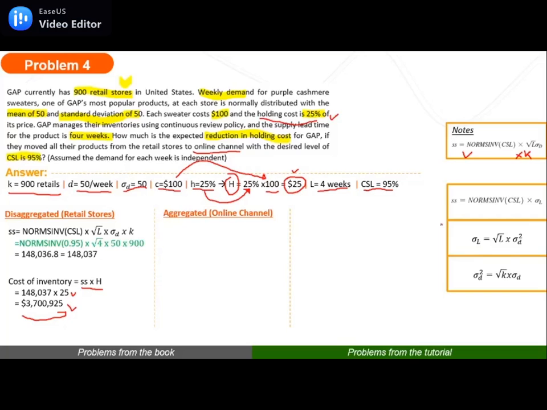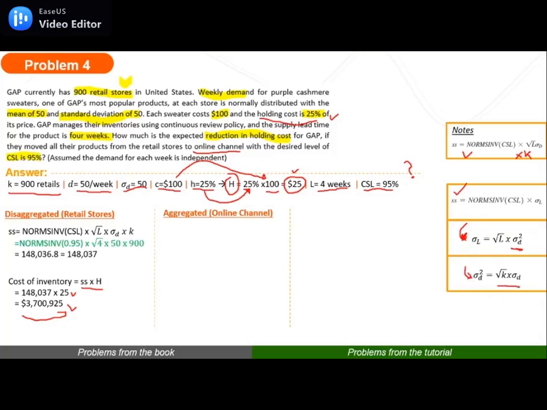So for the online channel, or the aggregated, the formula is here. Safety stock is norms in CSL times the standard deviation of lead time, but we still don't have the standard deviation of lead time, so we need to compute this first. The standard deviation of L is root of L times the standard deviation of demand squared by 2, but we still don't have this, and we need to compute this first.